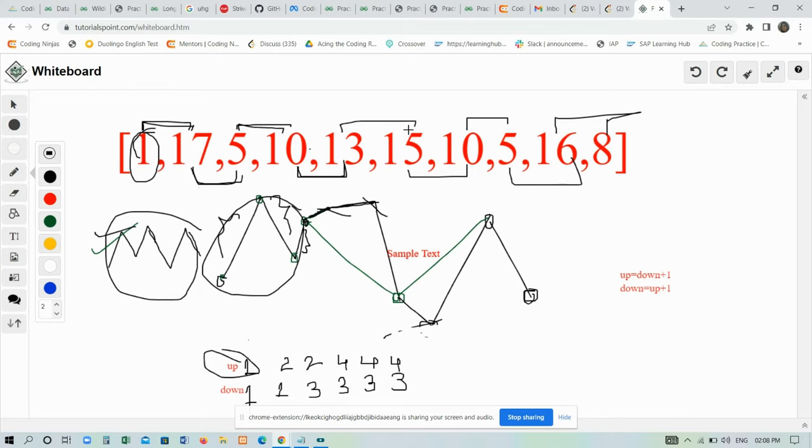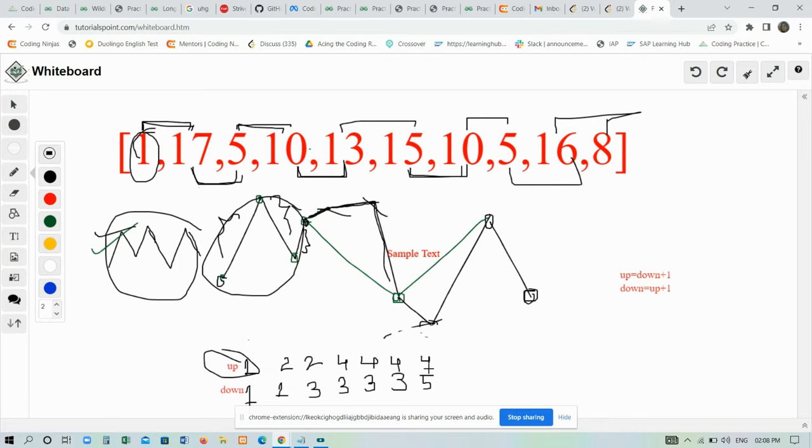So talking about the difference between 15 and 10, here the difference comes out to be minus 5. So in this difference we observe a decreasing trend. So when we observe a decreasing trend, our down will be up plus 1. The current value of up is 4, so 4 plus 1, our down comes out to be 5, and our up remains as it is, that is 4.